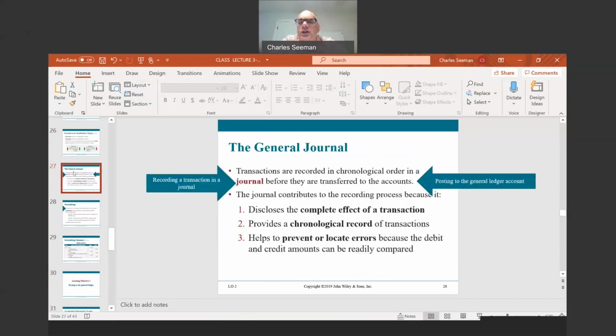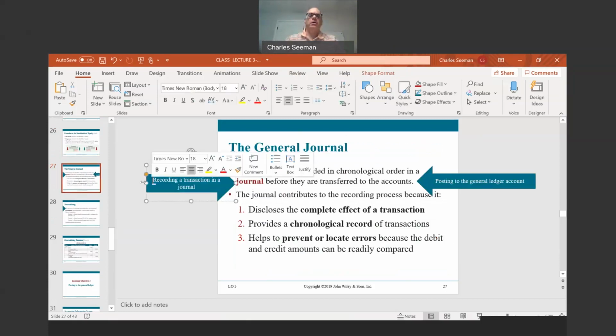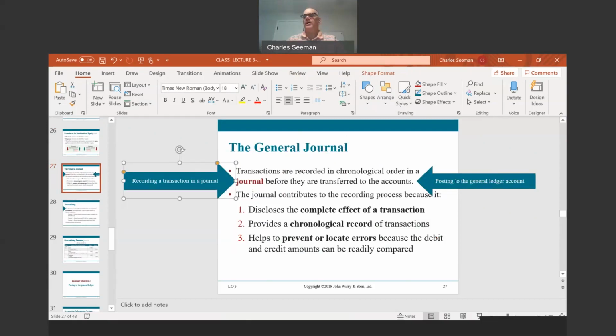Transactions recorded in chronological order in the journal are then transferred to the accounts. This is called journalizing a transaction. They are transferred to the accounts. This is what's referred to as posting to the general ledger.